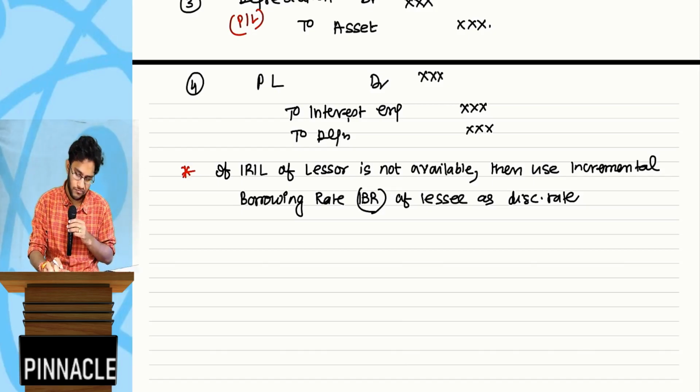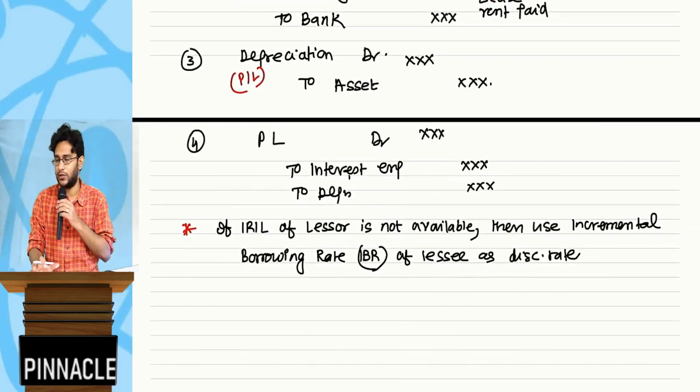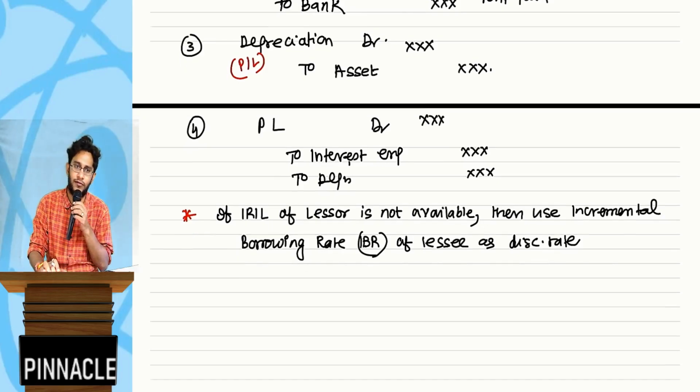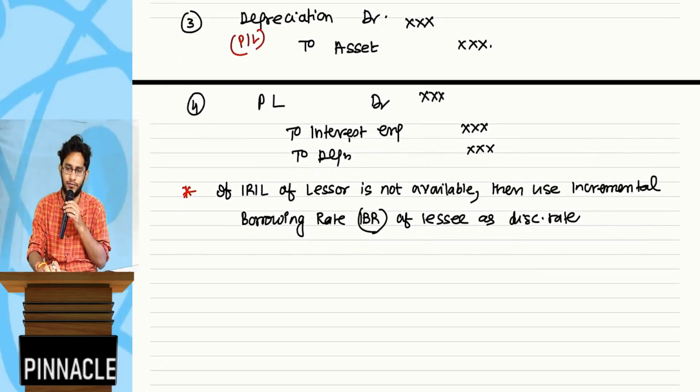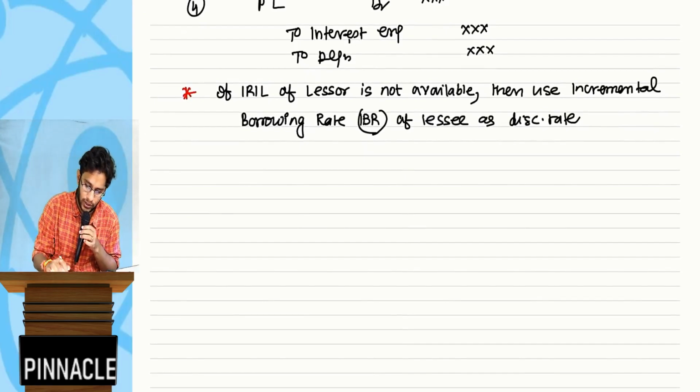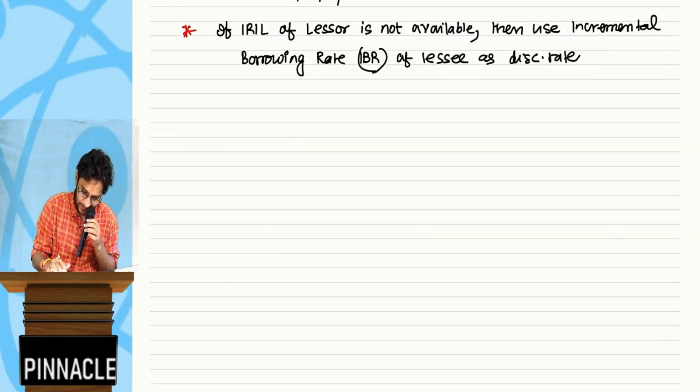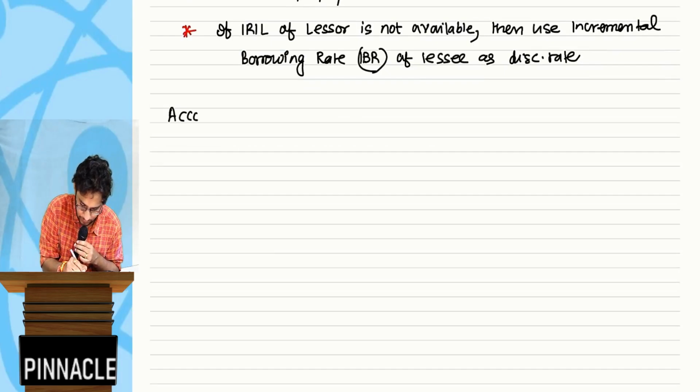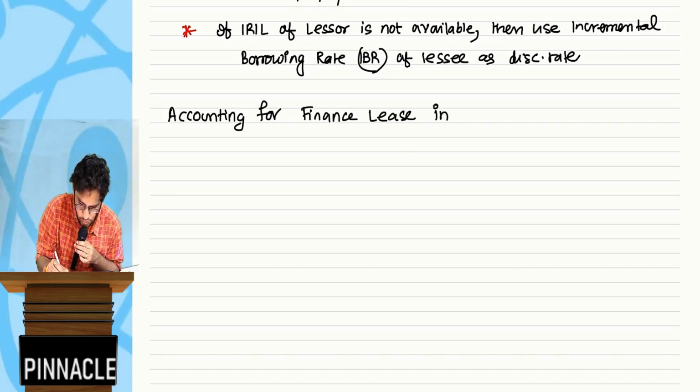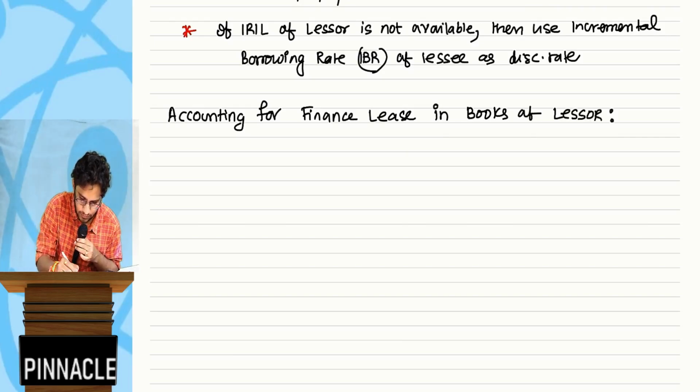Good, sir. We can actually hit sums based on lessee, but before we do that, we will also handle the case of lessor, and at once we'll hit the sums. Okay. Chalo, sir. Put the heading: accounting for finance lease in books of lessor.